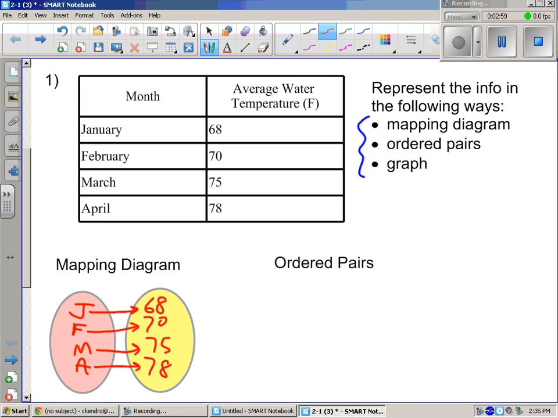The other way to do this is ordered pairs. So we're just going to take those same bits of information and put them in the ordered pairs. So we're just making it look a little different, but same information. And one more, we have April at 78.